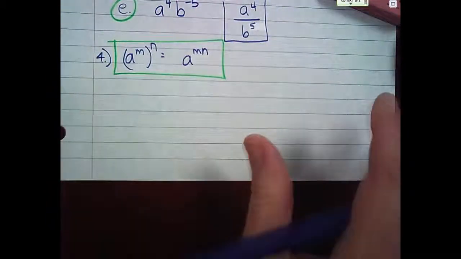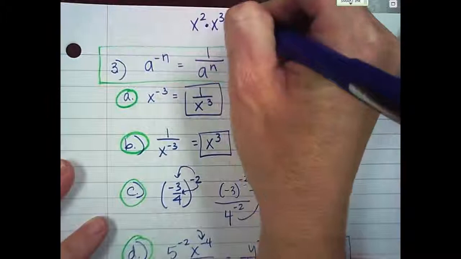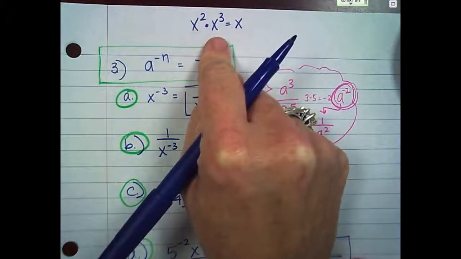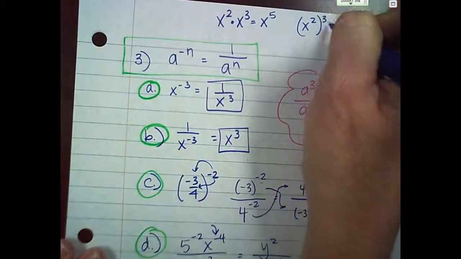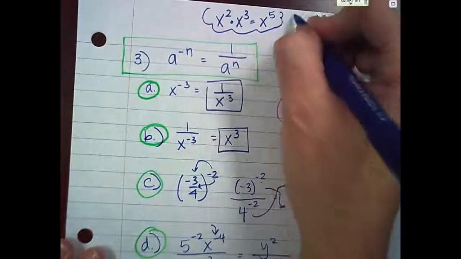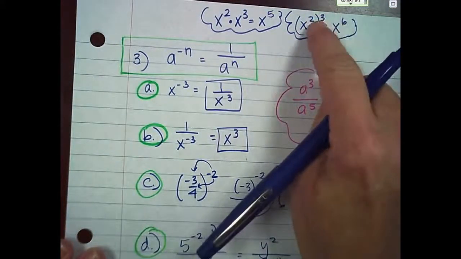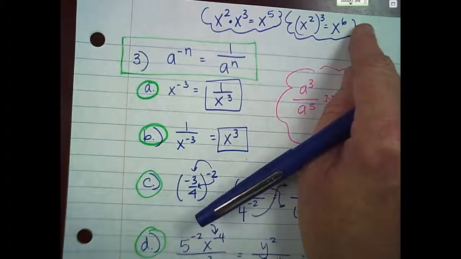Hang on, let me show you something. I want to clarify. Watch. That means if I have x squared times x cubed, I have x to the fifth. If I have x squared raised to the third power, I have x to the sixth. Do you see the difference between the two? Same bases, you add. Raised to the power, you multiply. Okay, they're the same properties, it's just been a while. That's what number 4 is telling me.